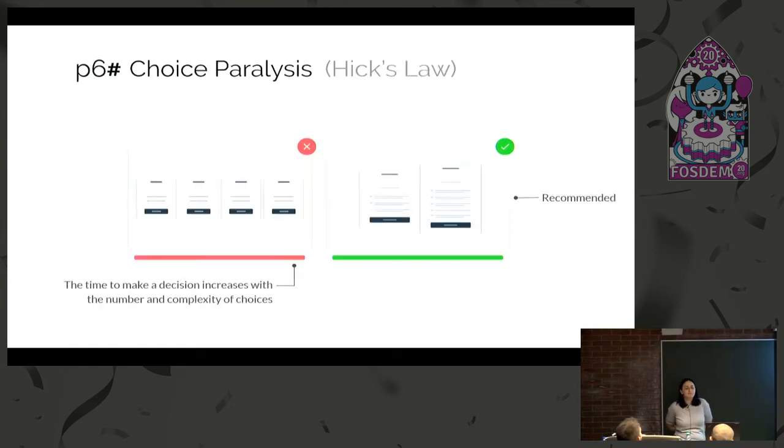Okay, choice paralysis. It's a principle that states that if you give the user lots of choices, they might not know which one is best for them. And there's another law, called Hick's law, that states that the time to make a decision increases with the number and complexity of choices. What we can do about this is try to limit the choices we're offering to the user, and clearly mark what the differences are.